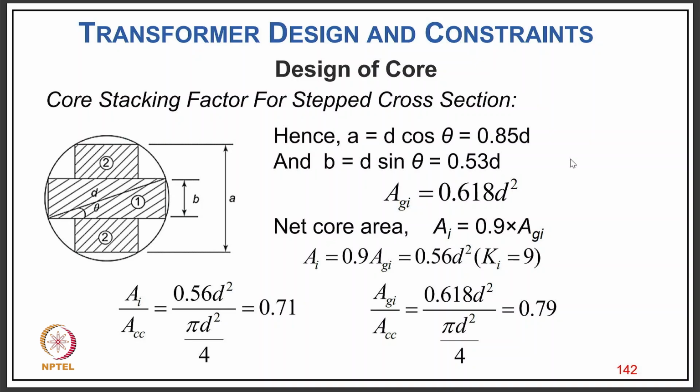So AC upon AG will be 0.56 D square upon pi D square by 4, that is 0.71. So AGI upon AC becomes 0.68 D square divided by pi D square by 4, that becomes 0.79. So compared to square core, we improved to 0.79.